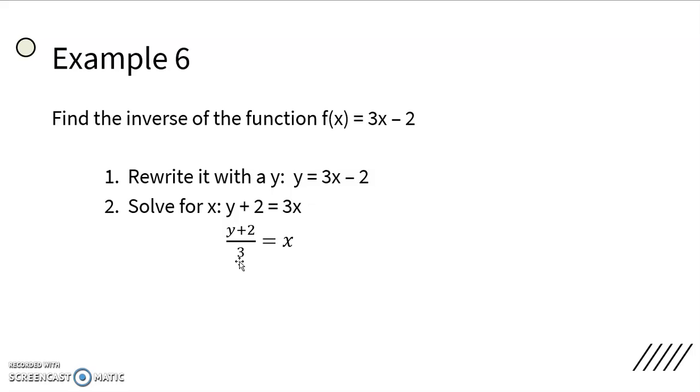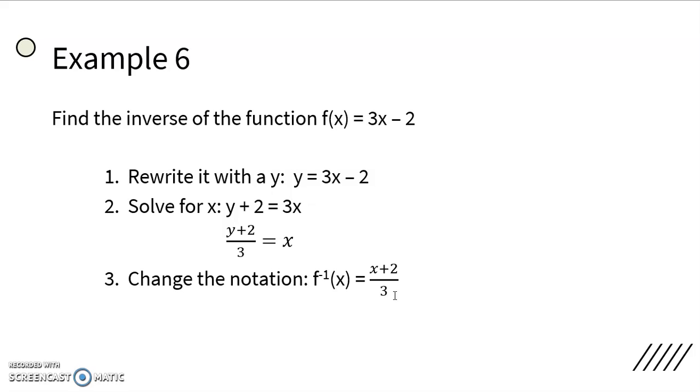And now the last thing I need to do is just change the notation. This x is going to turn into f inverse of x, and this y is going to turn into an x. So that looks like this. So f inverse of x equals x plus 2 over 3. Now you'll notice I did switch this x to the f inverse, and I did switch the order of these, because normally in function notation we have the function name first and it equals a rule. So I did switch the order, but that's okay because this is an equal sign. It doesn't matter which side each thing is on.